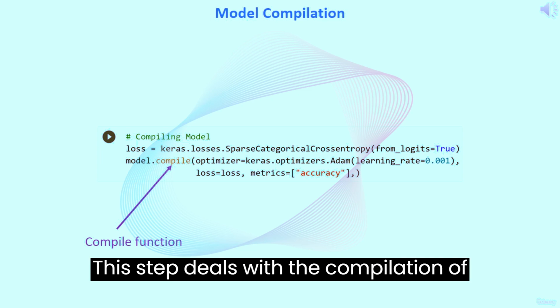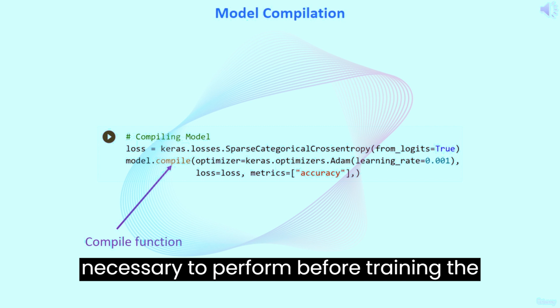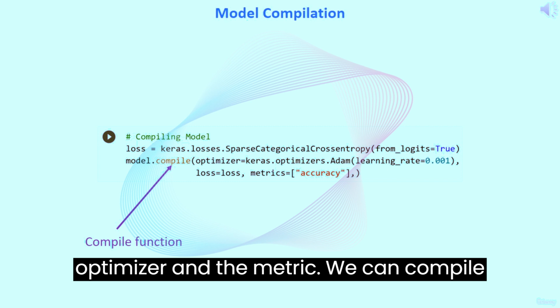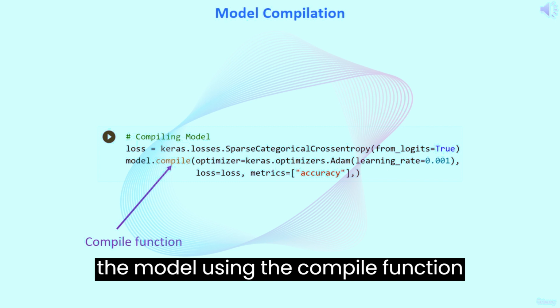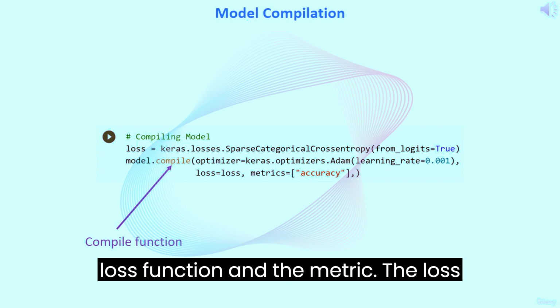This step deals with the compilation of the model. The compilation step is necessary to perform before training the model. It defines the loss function, the optimizer, and the metric. We can compile the model using the compile function, which has the parameters optimizer, the loss function, and the metric.